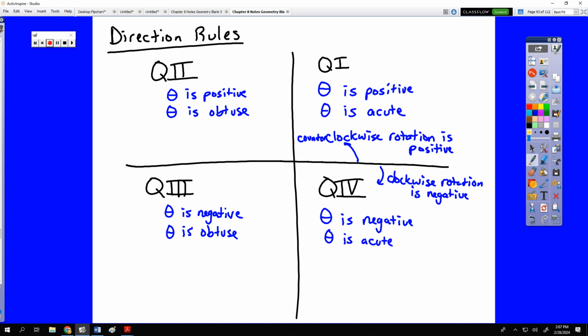Okay? Now later on in pre-calc, these rules are going to change. In fact, they're going to change even more than that, because in pre-calc we won't actually be using degree measures anymore. We'll be using radians. In most of your AP courses, we will not measure angles in degrees.